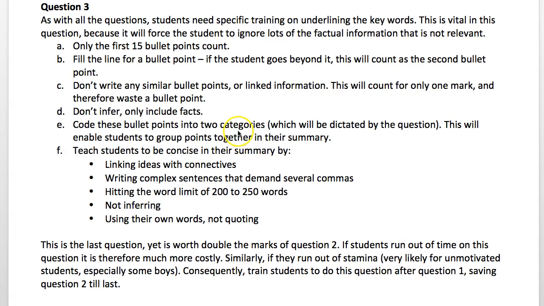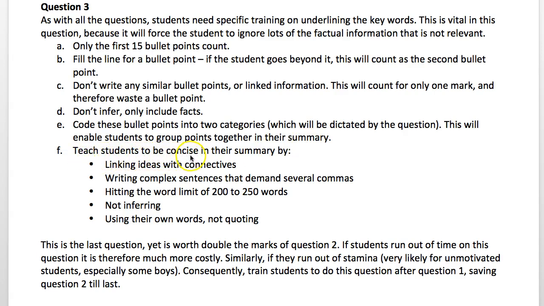Code these bullet points into the 2 categories. So the question will tell you which 2 categories you're looking at. And I'd just number them 1 and 2, and therefore you can do all the 1s together and then all the 2s together, and that will help you structure your summary, which is worth 5 marks. So this will enable you to group your points together in the summary.